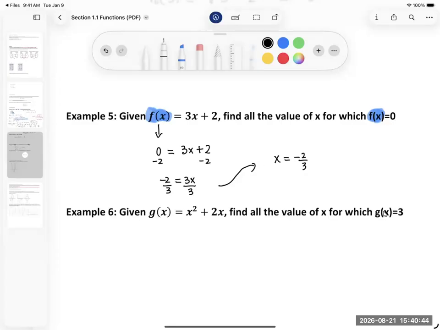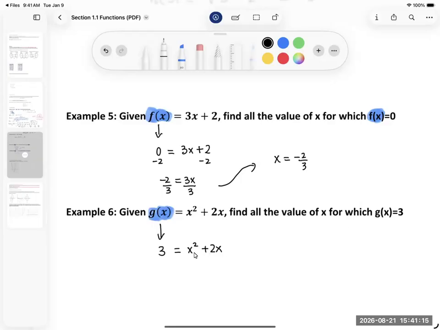Now let's continue the problem with example 3. Similarly, this time we also find all the values of x. Same thing, we're going to find the input value when the output is 3. So all we have to do is replace the output by the value that they equal to. So that's going to be 3, and then we have x squared plus 2x. How are we going to do this? This is a quadratic equation.